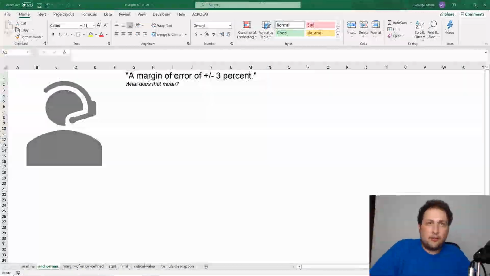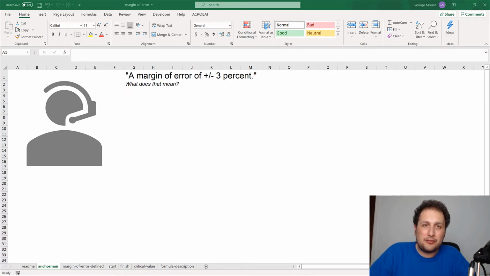All right, so you may have listened to the news one night and heard the anchorman report that there's a margin of error on some poll of plus or minus 3%. What does that mean? Why is it plus or minus 3%? What is the margin of error?